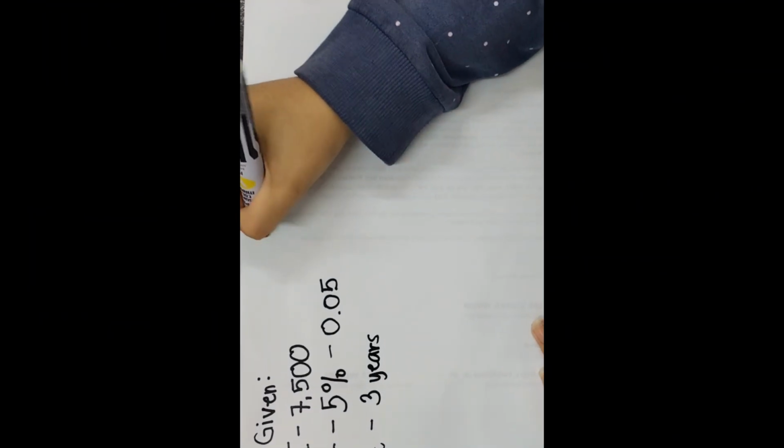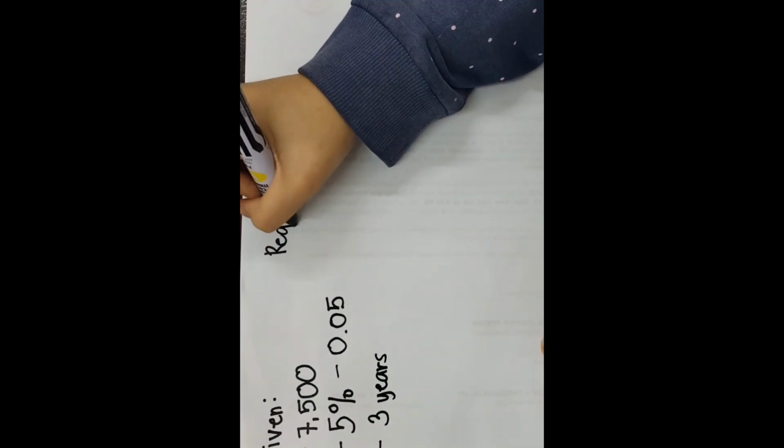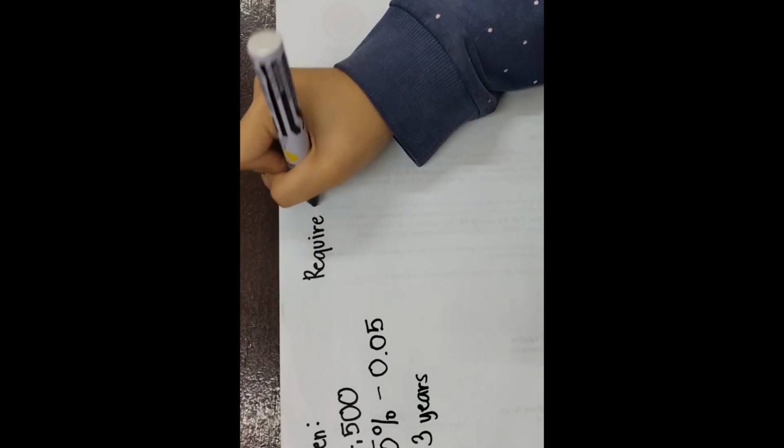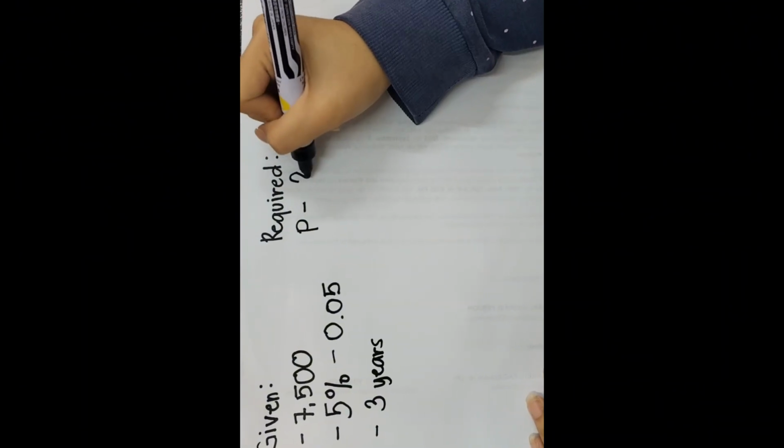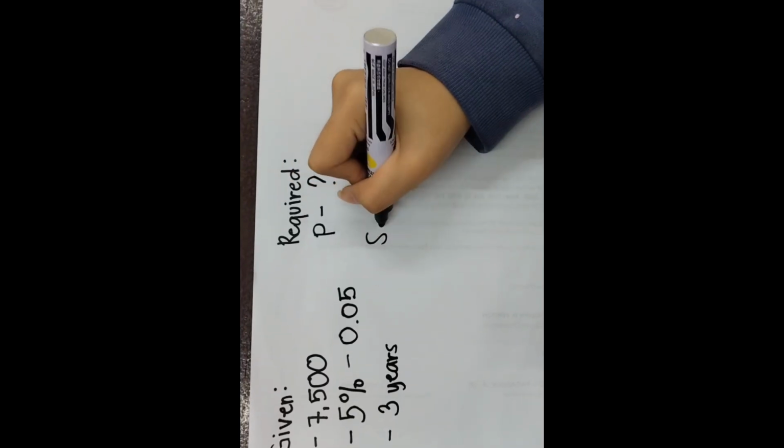Next is our required. To determine our required, we are going to look for what the problem wants us to know, which is to determine the amount of money Adrias originally borrowed from the bank. So it means that we are going to look for our principal. So next, we are going to solve our problem, which is our solution.